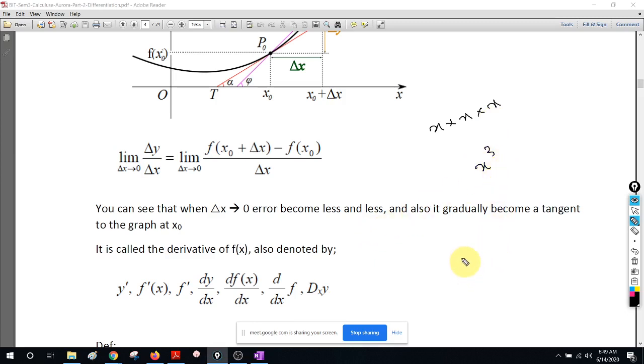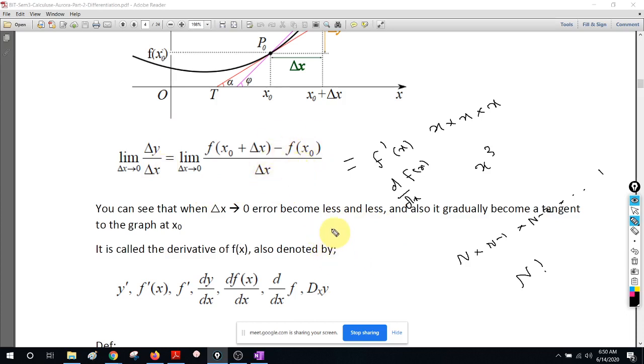When we have something like n into n minus 1 into n minus 2 up to 1, we just call it factorial. Similarly, this limit we just write as either f dash x, or d by dx of f(x), or d by dx of f, or Dxy. So this is just notation. The real idea is this limit. We just need a notation.